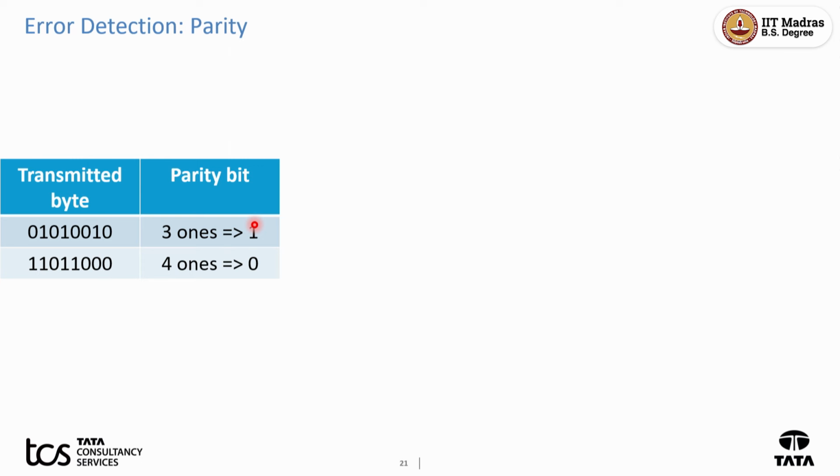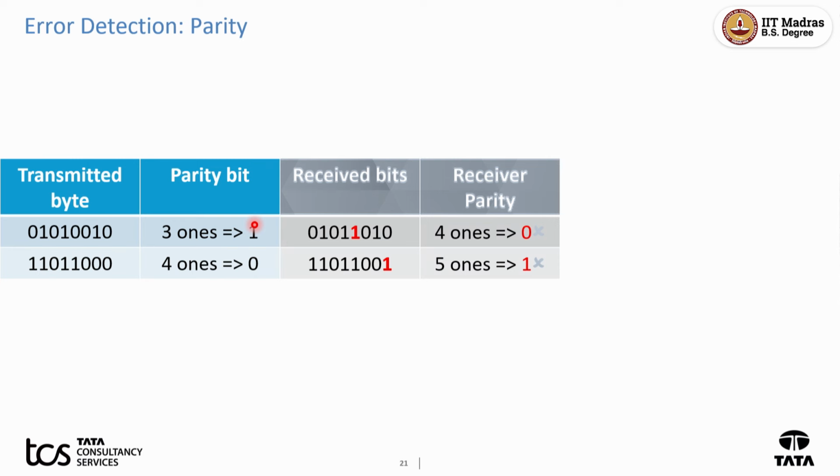Now, suppose we get some bit wrong in the received byte. The red color bit is the one that has been received wrong, okay? What does the receiver calculate the parity as? It says, I got 4 ones, so parity is 0. And it notices that the parity bit sent by the transmitter is 1. So it rightly, that's why that cross is in green color, it rightly marks it as this byte has gone wrong. So it has detected an error in this byte.